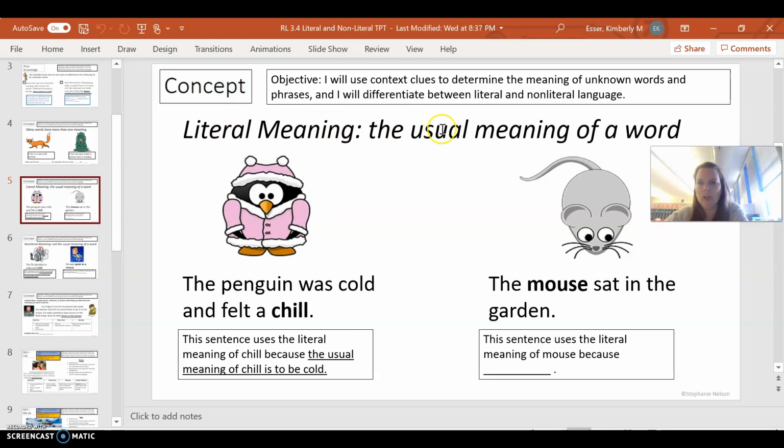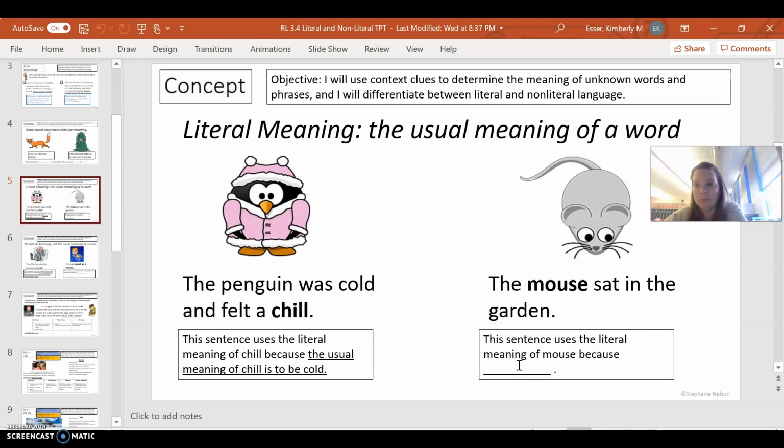Literal meaning, the usual meaning of a word. So let's talk about the word chill, C-H-I-L-L. The penguin was cold and felt a chill. This sentence uses the literal meaning of chill because the usual meaning of chill is to be cold. If I say it's chilly outside, or I got a little chill, it means to be cold. Okay, the mouse sat in the garden.